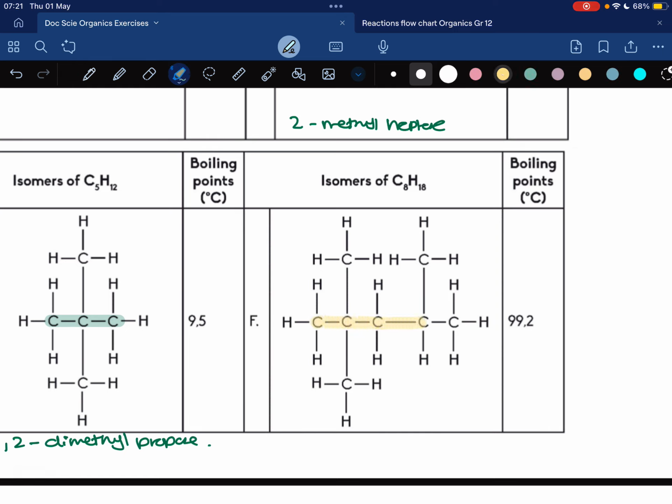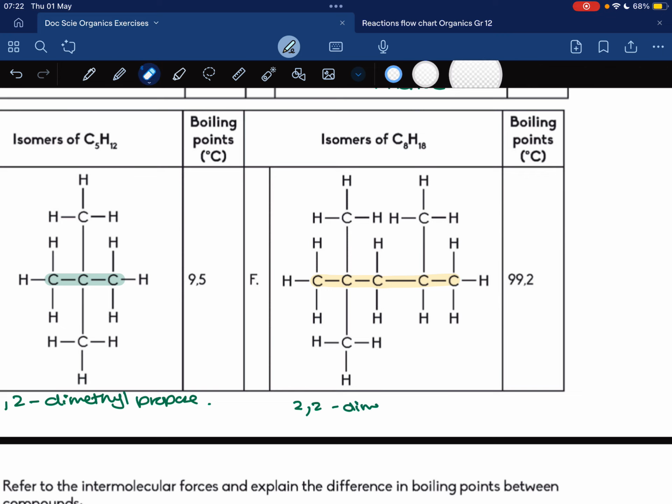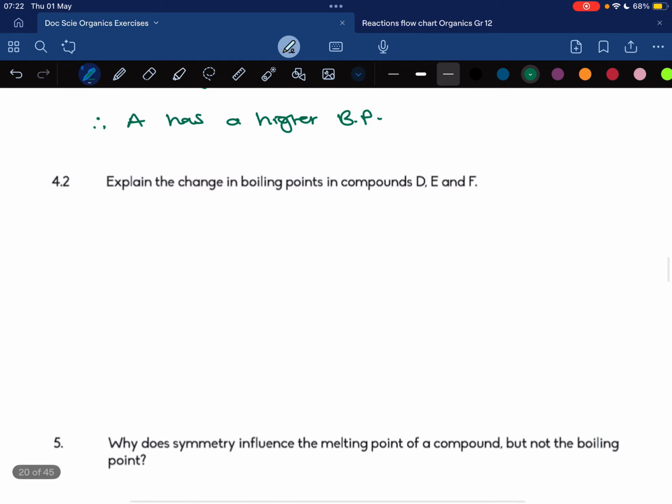1, 2, 3, 4, 5. Okay. So this one is the, we would number closest to the, well, it's methyl, so it wouldn't really make a difference. So it would be 2, 2, 4 trimethyl pentane. So I can see from D to F the side chains are getting more.